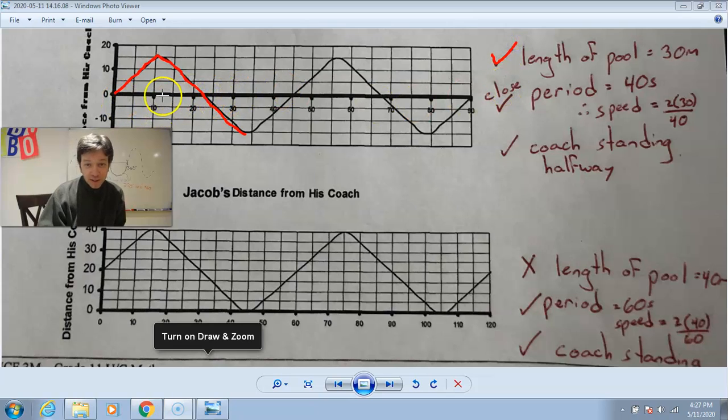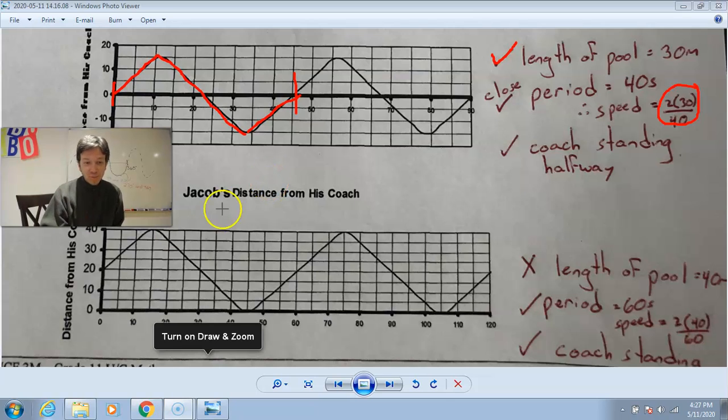But then he's also doing it in a period from here, up, down, and back. Looks like he's doing it in 40 seconds, so less time. Now, if you actually calculate the speed, it's not perfectly the same, but it makes more sense that he's able to do it in less time for a smaller pool. So I like this answer better. And where's the coach standing? Well, if he's going from one side of the coach to the other side of the coach, then the coach is in the middle. Okay, so this one I like the best, so I circled this one.